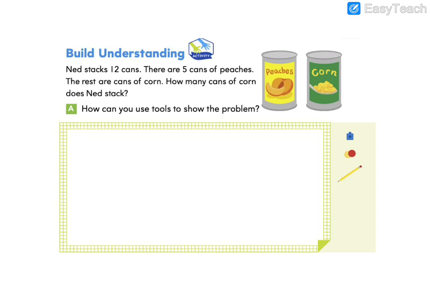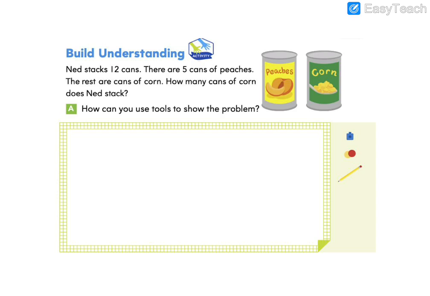Let's look at the Build Understanding question on page 20. Ned stacks 12 cans. There are 5 cans of peaches. The rest are cans of corn. How many cans of corn does Ned stack? Letter A asks us how we can use tools to show the problem. If you have cubes or counters, you could use cubes or counters. I'm going to go ahead and draw a picture. You can also use that as your visual model.